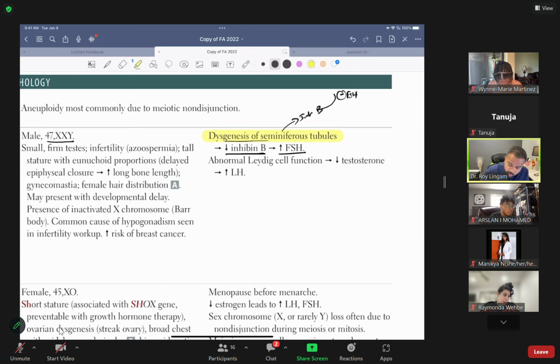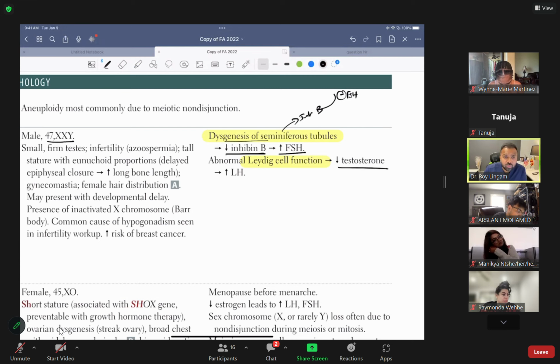Next, they also have abnormal Leydig cell function. We just talked about it. What do Leydig cells do? They produce testosterone. They have decreased testosterone. Therefore, they are not getting a response, so LH is increased. Usually testosterone goes and inhibits LH, but here you don't have it.